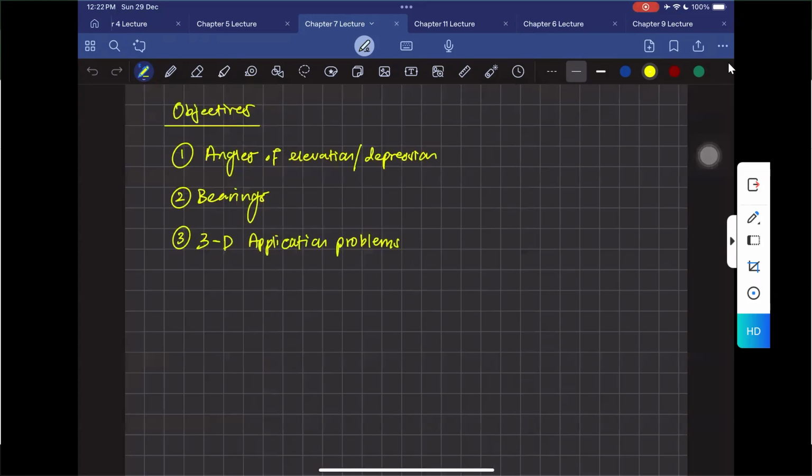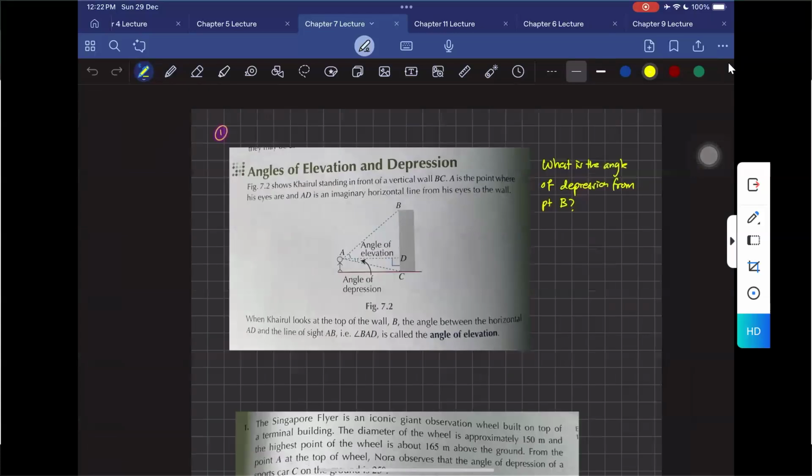Our three learning objectives for today are: the first one is you need to be familiar with your angles of elevation and depression by the end of this lesson. The second one is you need to know what bearings are. Bearings are essentially your compass bearing, so it's a similar concept. And the third and most important part is your 3D application problem. These are the types of questions that you're most probably going to see during your exam or test. Okay, so let's get started.